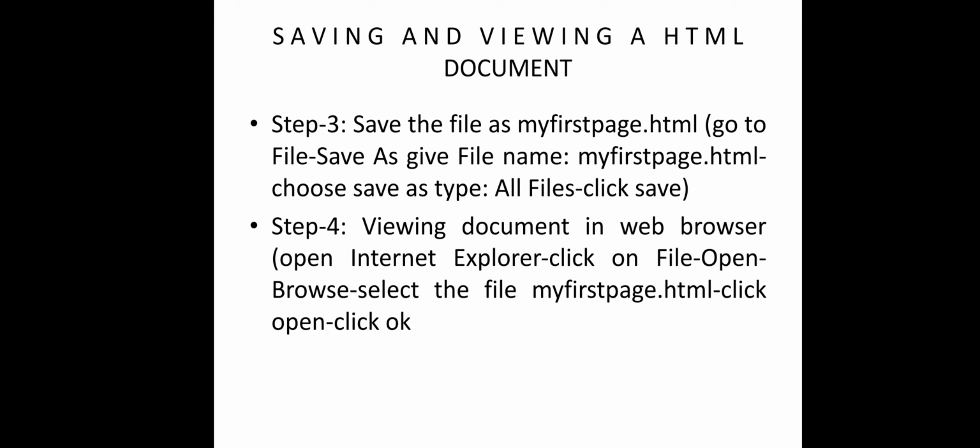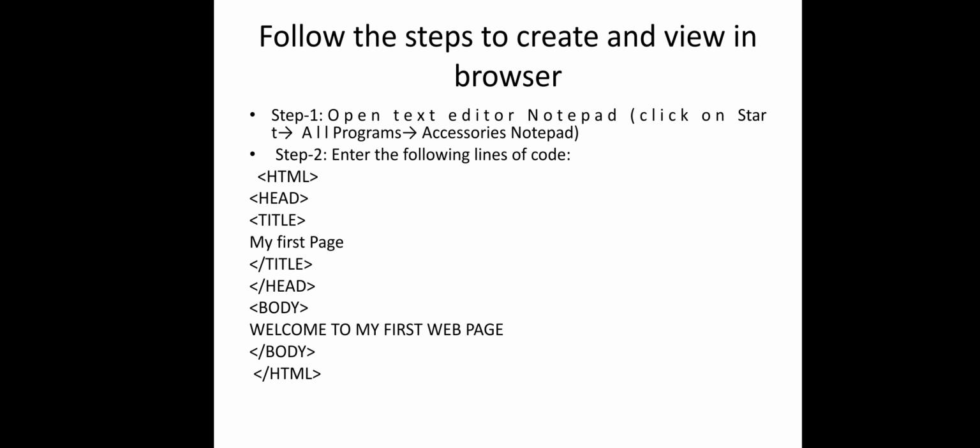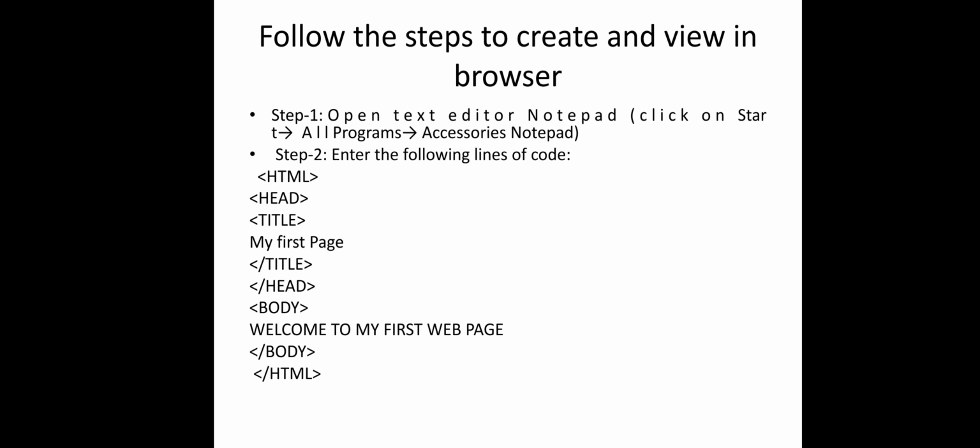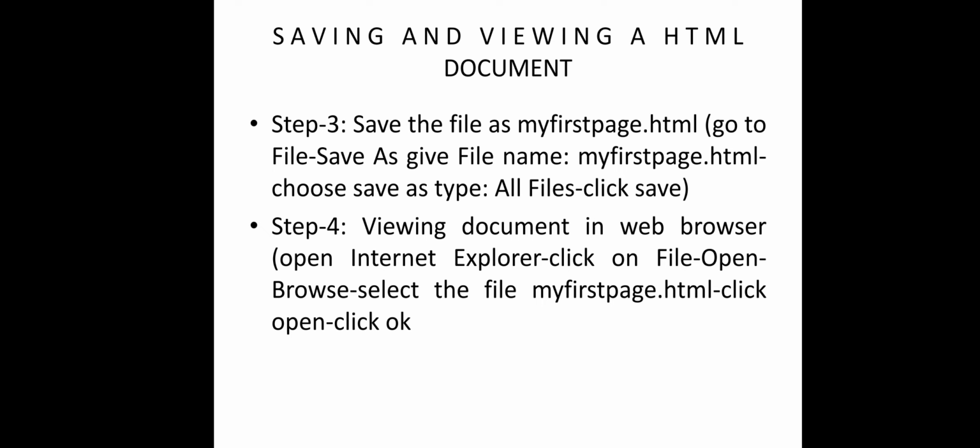Now we'll see how we can save a document with HTML. Step one is opening a text editor, and then we follow the code which we have written. In step 2 we will enter the code. Then in step 3 we'll save the file with whatever name you want to give, with the .html extension. And for viewing the document in the web browser, you can browse to the file with the name you have given, .html, and open it. So this is how HTML works. Thank you.